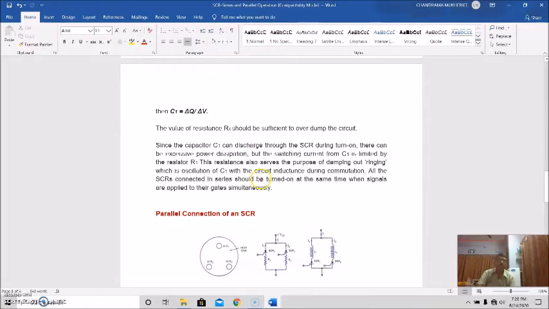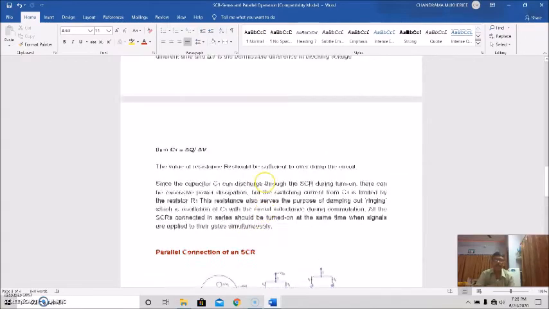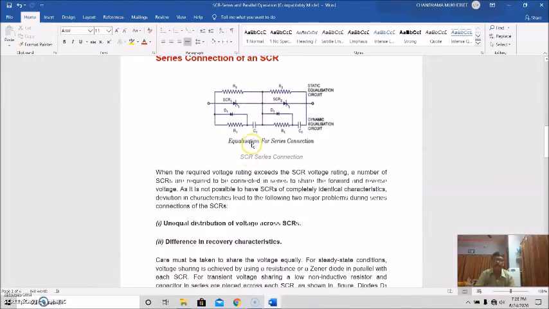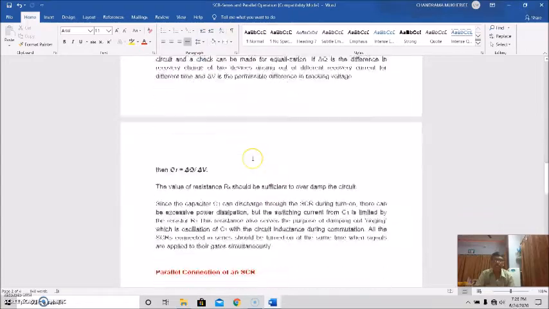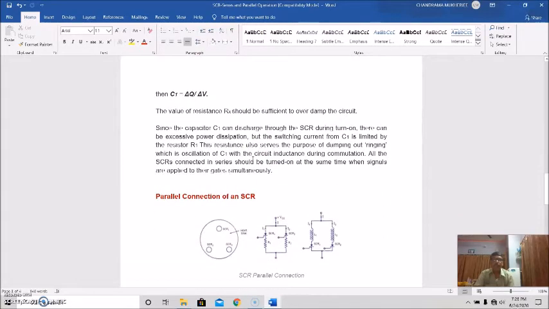Since the capacitor C1 can discharge through the SCR during turn on, there can be excessive power dissipation, but the switching current from C1 is limited by the resistor R1, and this resistance also serves the purpose of damping out ringing, which is oscillation of C1 with the circuit inductance during commutation.